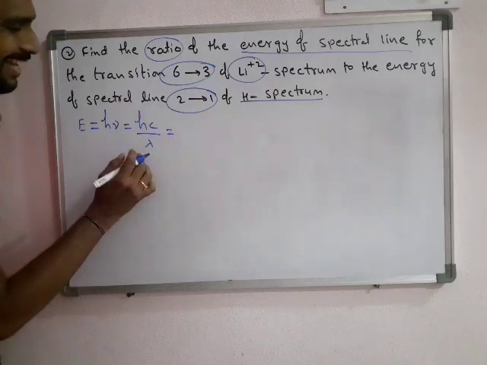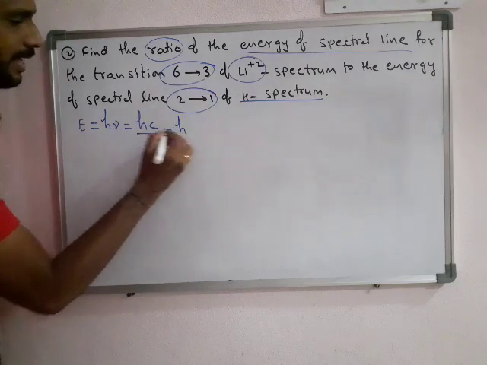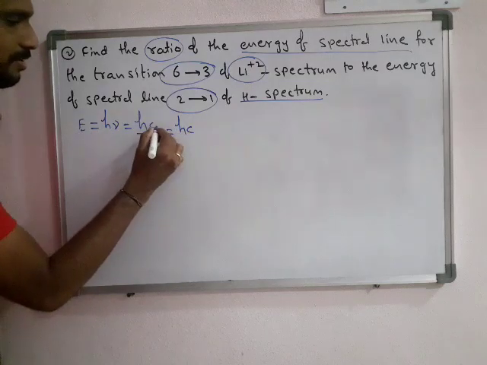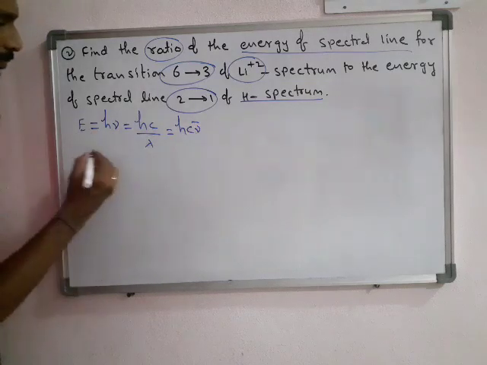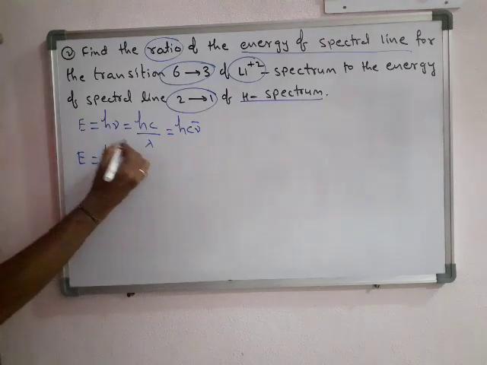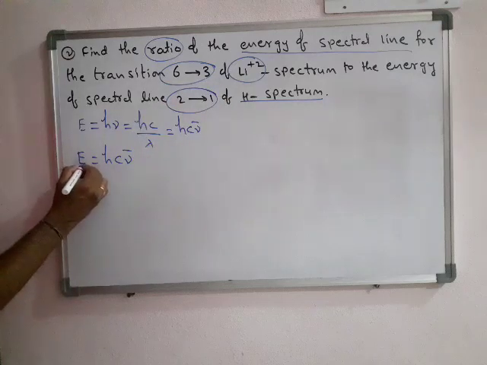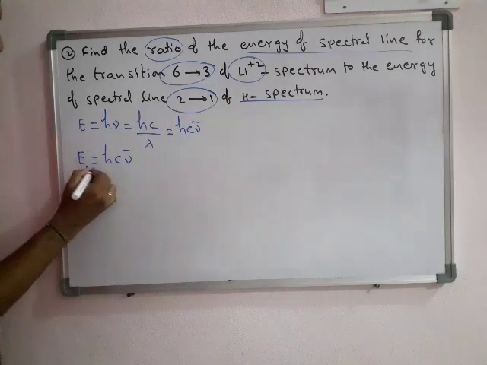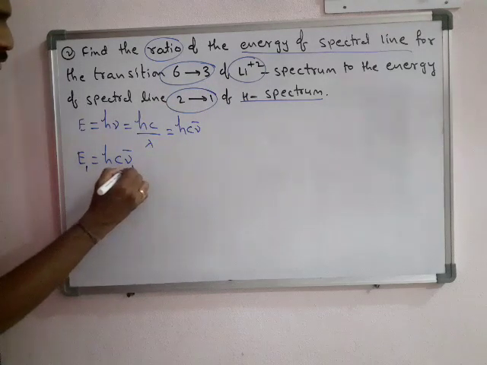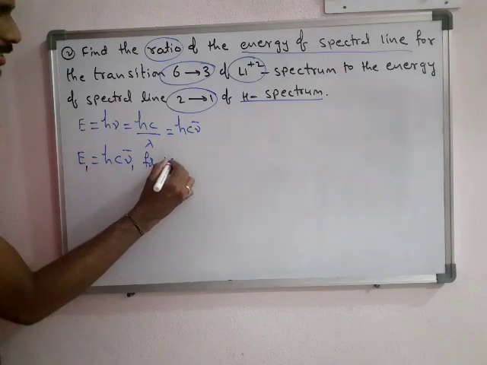Here lambda also has a direct formula, we have the wave number formula, so here we can write E is equal to hc times 1 by lambda, which equals nu bar. So finally we can conclude that E is equal to hc nu bar. Okay, so first we are calculating for lithium plus 2. Let us take it as E1 equal to hc nu 1 bar. Okay, so this is for lithium plus 2.